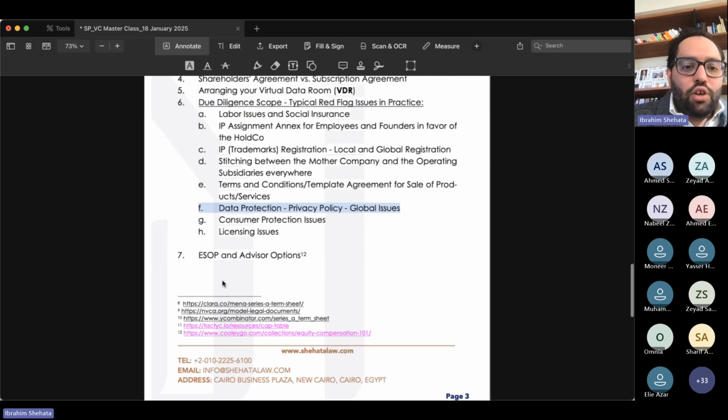Last thing: ESOP and advisor options. I added a link because ESOP is a little bit tricky, and advisor options are also a little bit tricky. When I say tricky, I'm talking about how much you should have as an ESOP, how much of it is pre-money and how much will be post-money, and the same for the advisor options. Also, if you are doing advisor options or ESOPs for US taxpayers, which could include US residents or US nationals, you would have to do something called a 409A valuation, which is a little bit tricky, but you can do it, of course, though it takes time.